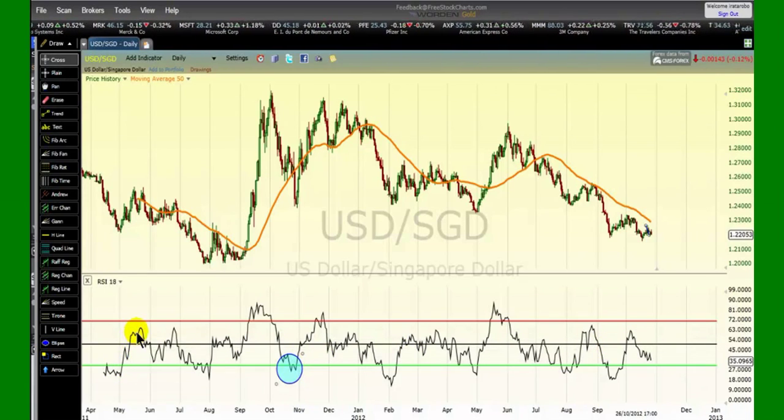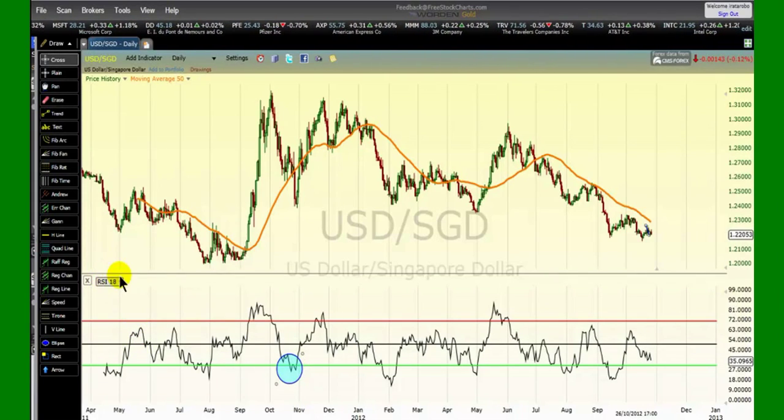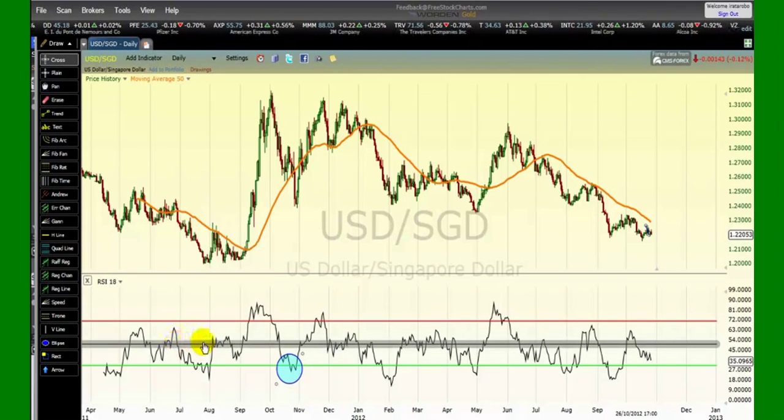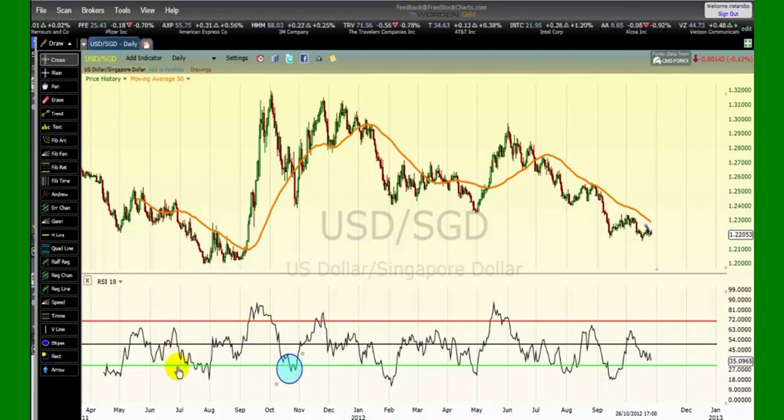When the RSI is above 50, it's telling us that the bullish momentum is superior, or the average gain during the period of 18 days is superior to the average loss of 18 days. When the RSI is below the level of 50, it's telling that the average loss is superior to the average gain during the period of 18. That's what we are seeing here.